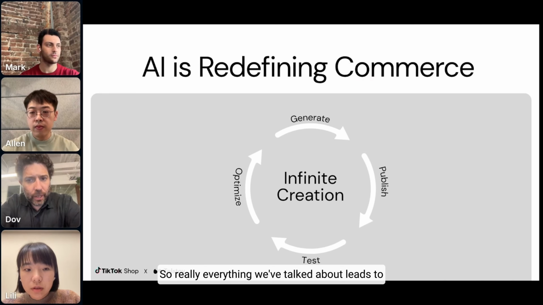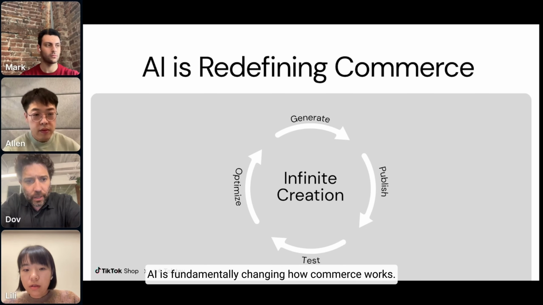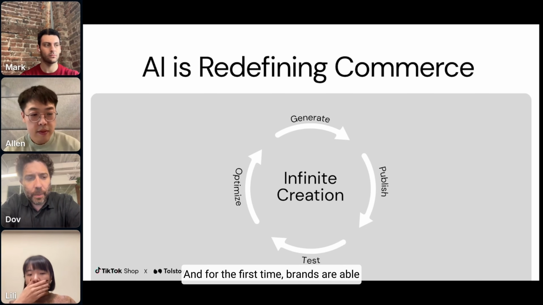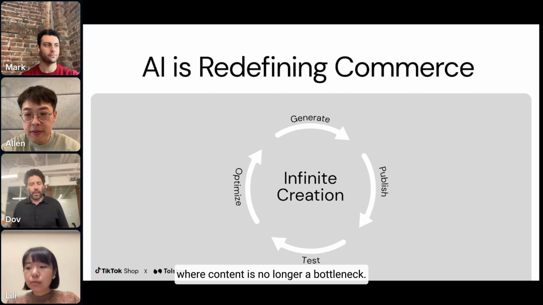So really everything we've talked about leads to this. AI is fundamentally changing how commerce works. And for the first time, brands are able to operate really in an infinite creation loop where content is no longer a bottleneck.